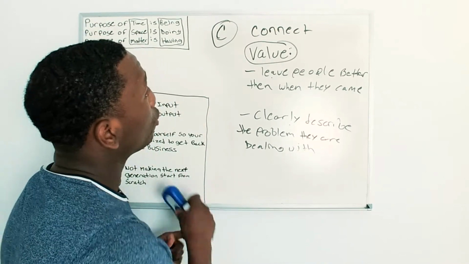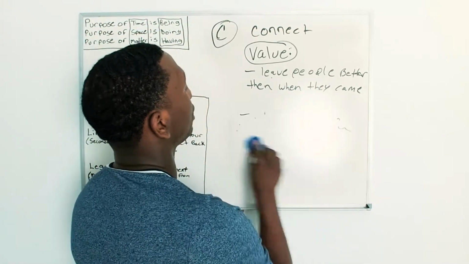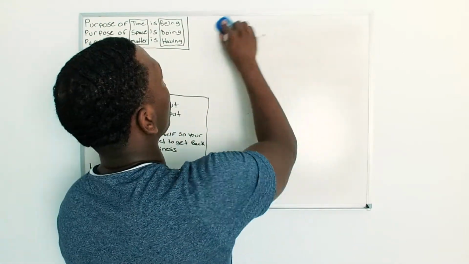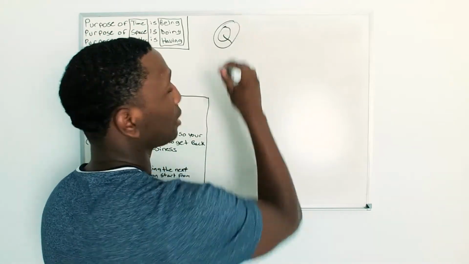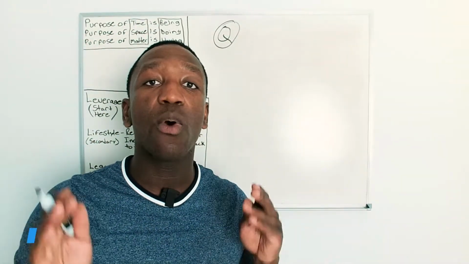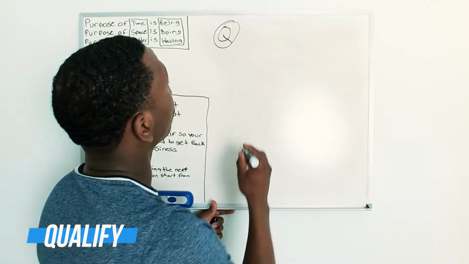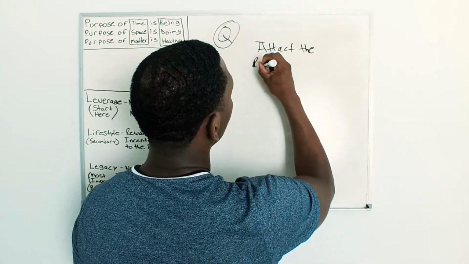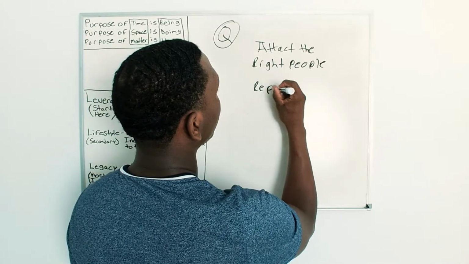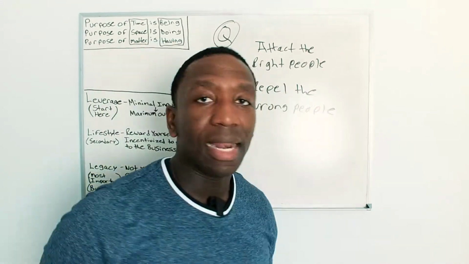All right, so now we're going to move on to the next one, right? So we're going to go ahead and erase this real quick, all right? So the next one is the Q. Okay, so what does the Q stand for? The Q stands for qualify. All right, so how do we qualify people? Well, we can either attract the right people or repel the wrong people. And how do you do that?